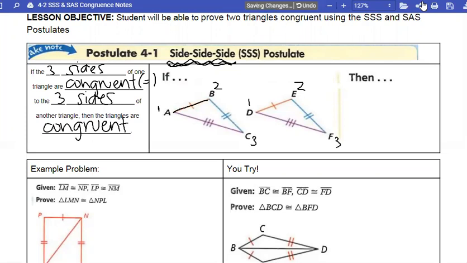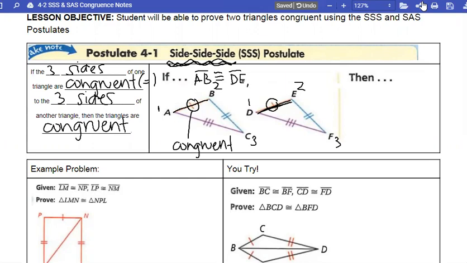Now remember, order matters. If segment AB, that was my 1 and 2, is congruent on the left triangle to the right triangle, yes. Remember, these little tick marks mean that they are congruent. They have to have the same number. Since segment AB has the 1 tick mark and segment DE has 1 tick mark, they are congruent to each other. So AB would be congruent to segment DE.